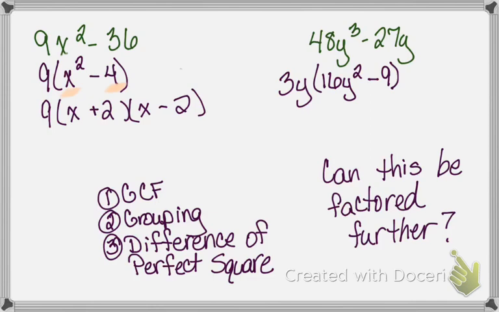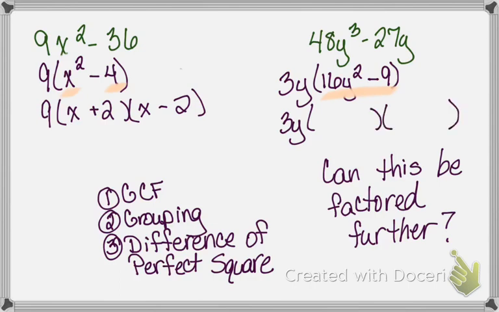A lot of students will stop right there. They're like, I factored out my GCF, I'm done. But am I done? No. What can be factored out? What can happen to 16y squared minus 9? Difference of perfect squares. Okay?